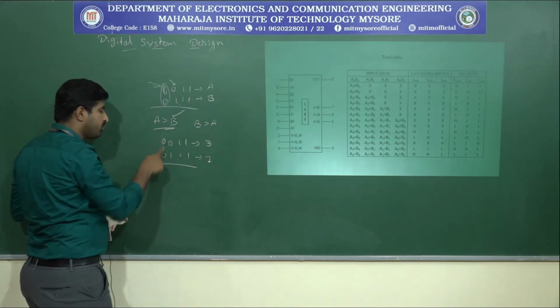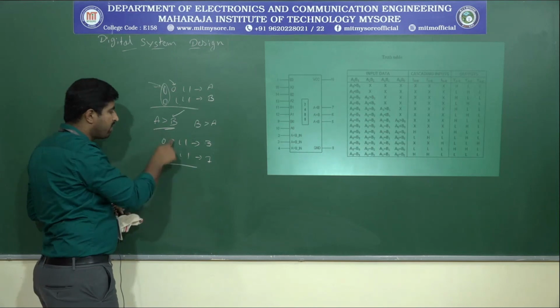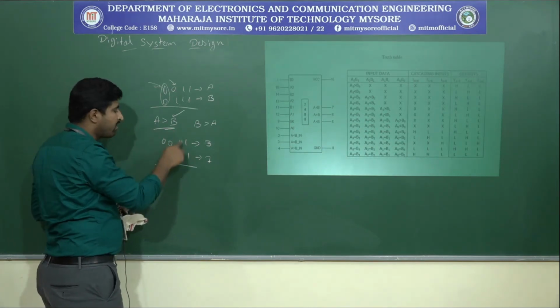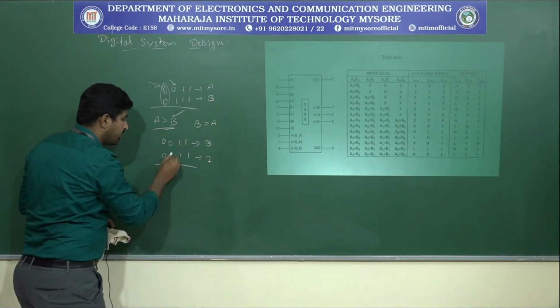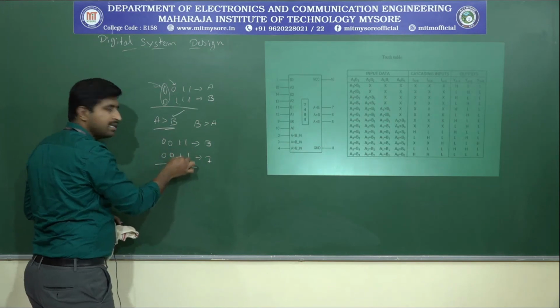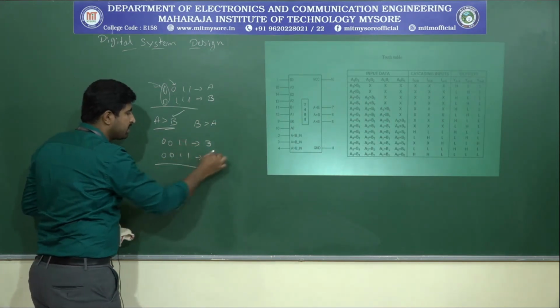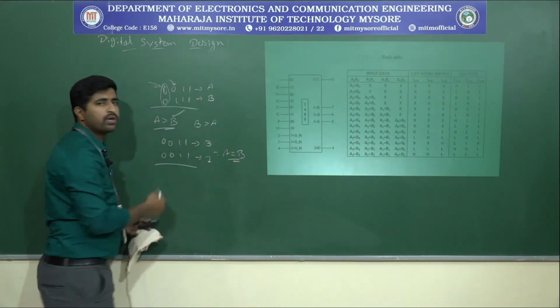That means we always first look at the MSB. If the MSB bits are the same, then look at the next lower bit. Again, if the next lower bits are the same, then look at the next lower bit again. If all bits are the same, that means A equals B. That is how we are going to compare.